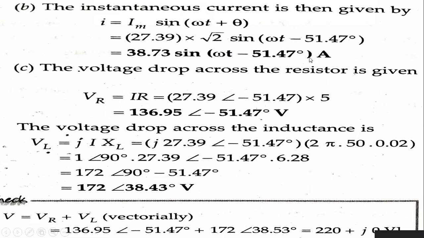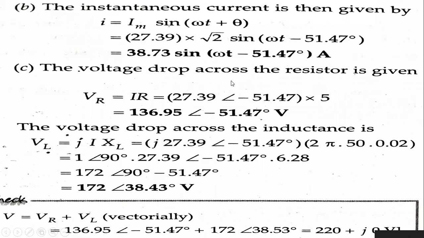So in this way, whatever you are getting, that equation is nothing but the instantaneous current expression, and current is measured in ampere. So i is equal to 38.73 sine omega t minus 51.47 degrees ampere.